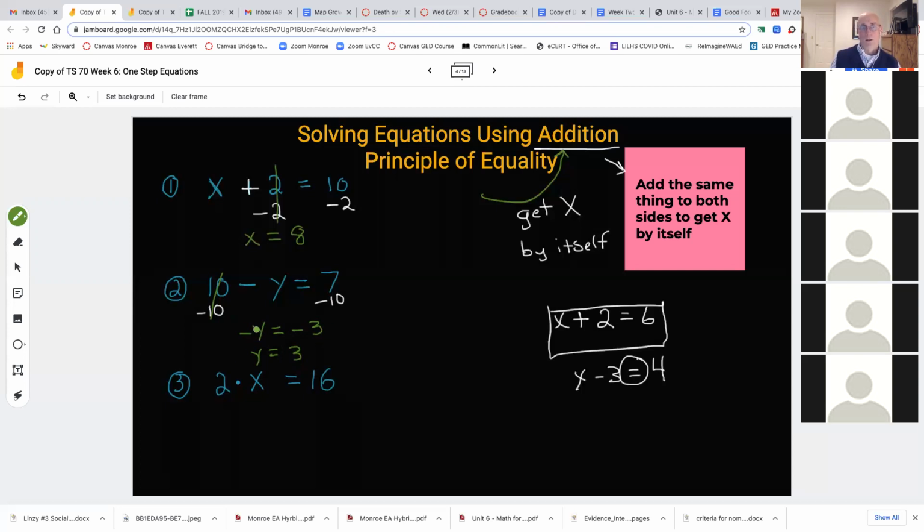We're just going to go to another example. This should be a plus right here. I'm not sure why I put a times there, but 2 plus x equals 16. Okay, what do you think you do? Well, we need x by itself. So I'm going to subtract 2 from this side, so I have to subtract 2 from this side.